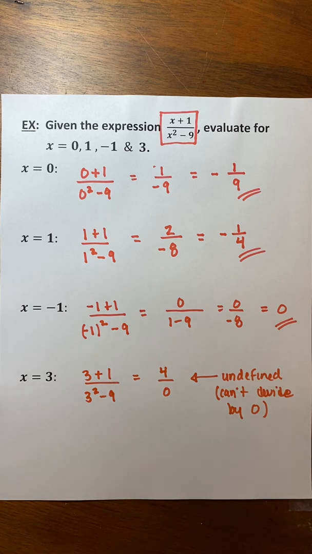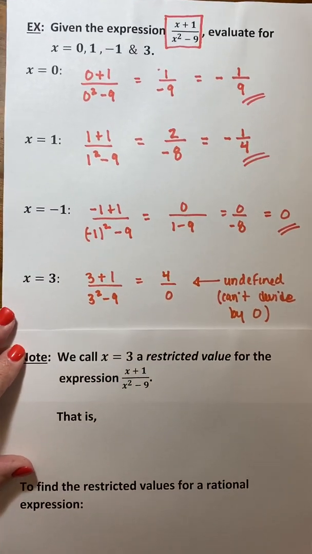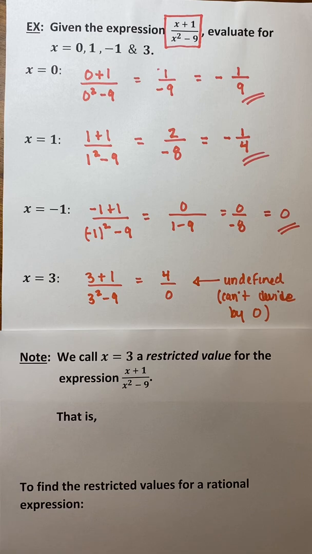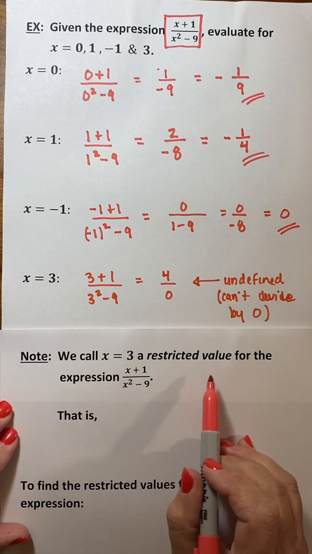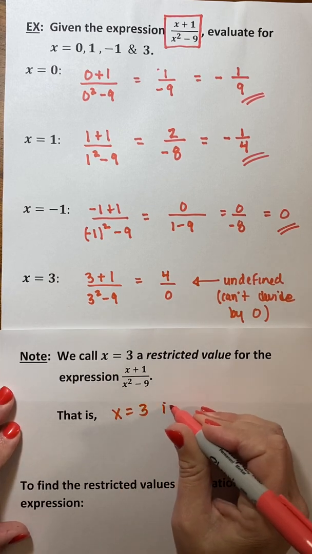Right. When we have a rational expression and we evaluate it at some point and that point produces a zero in the denominator, we call that value a restricted value for that expression. That means there's a restriction, we can't use it in that expression. So we call x equals 3 a restricted value for this expression. That is, x equals 3 is not allowed to be used as an input.